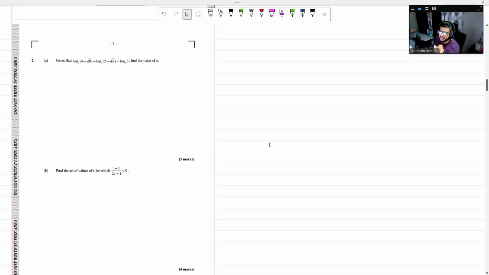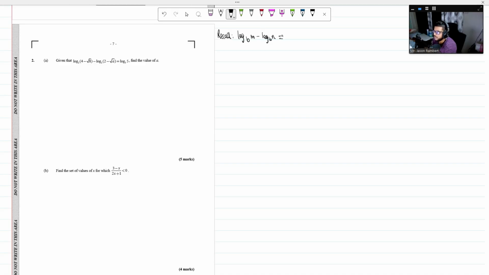Number 2. Given that this is that and that is that, find the value of a. So the only problem I'm going to have here is not all the bases are going to be the same thing, but a small thing. I'm not going to rewrite the question. However, I'm going to recall the laws of logs I am anticipating to use. Log of m to base b, take away log of n to base b.